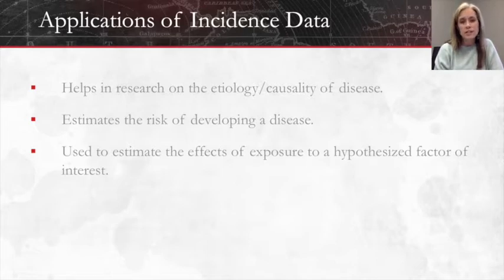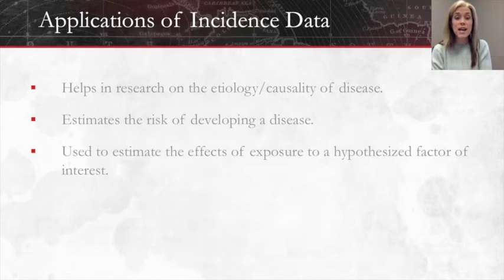Additionally, you can use incidence data to estimate the effects of exposure to a hypothesized factor of interest. When you want to look at cause and effect relationships, and this is very similar to the first point, you want to start off with disease-free people and see who develops it and who doesn't, and then look at exposures. So if you want to look at an exposure-disease relationship, and you think that this exposure causes this outcome, then you'll want to use incidence data to do that.